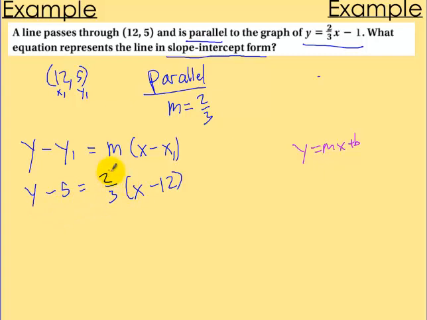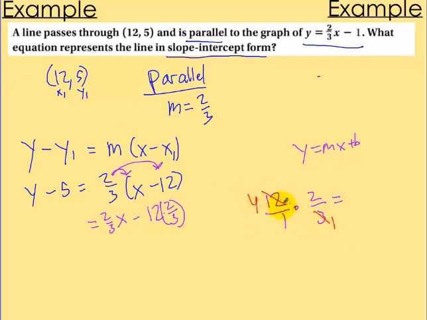So what I want to do first is distribute. To make it in slope-intercept form, I'm going to distribute that 2/3 to the x and the negative 12. So what I get is 2/3 x minus 12 times 2/3. Well, 12 times 2/3, what does that come out to? It's 12 over 1 times 2 over 3. When you multiply fractions, you can multiply across, but I can reduce first. The 12 and 3 reduce to 4 and 1. So then I'm left with 4 times 2 is 8, over 1 times 1 is 1, or just 8. So what happens over here is it's 2/3 x minus 8 equals y minus 5.